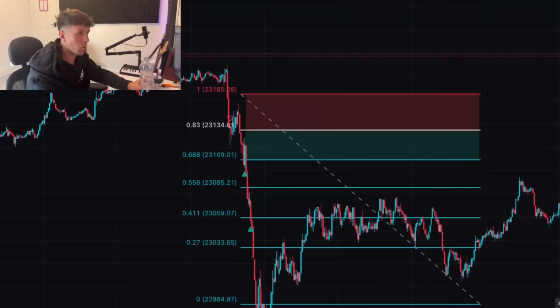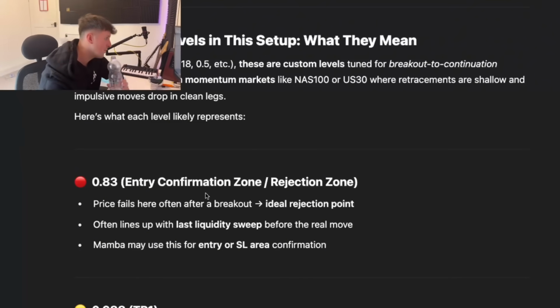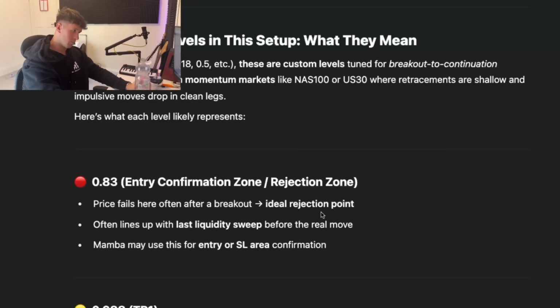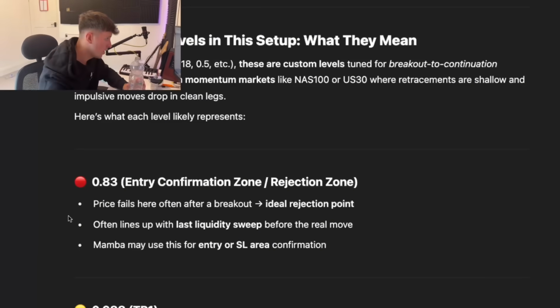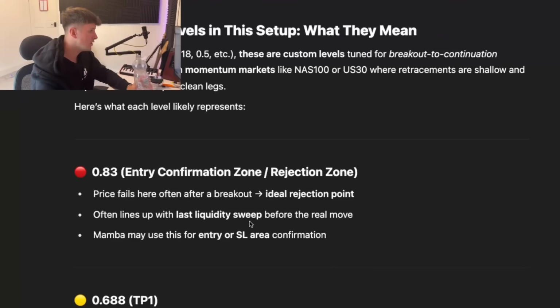If we look at our chart, this is the white line, right? The 0.83, this is our first entry zone. So this is our entry and confirmation zone, but also a rejection zone. Price falls here often after a breakout, but it's also an ideal rejection point. Hence fake outs, hence reversals, right? It often lines up with liquidity sweeps before the real move.